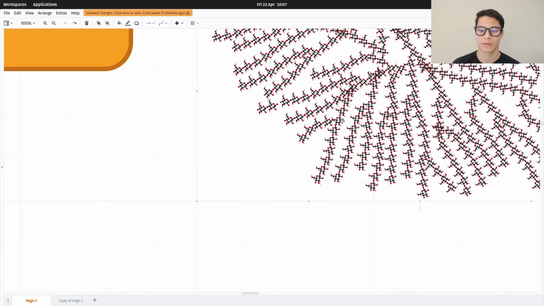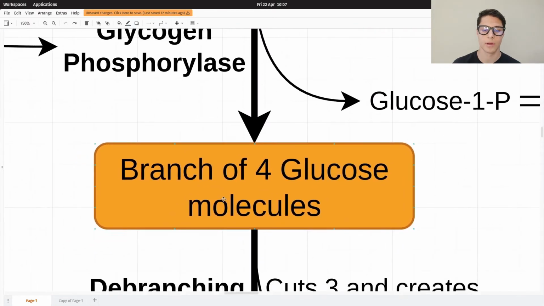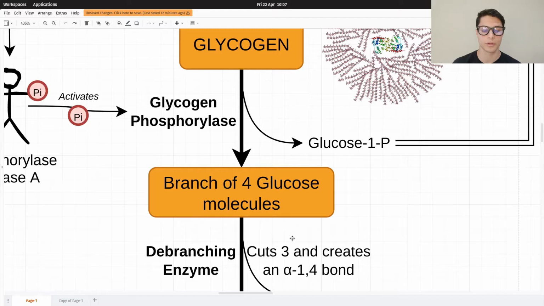So in this case, here is an alpha 1,6. We count 1, 2, 3, 4. So until here, these molecules can be phosphorylated to break down the branch. So we are left with 4 molecules. And that's why here we have a branch of 4 glucose molecules.